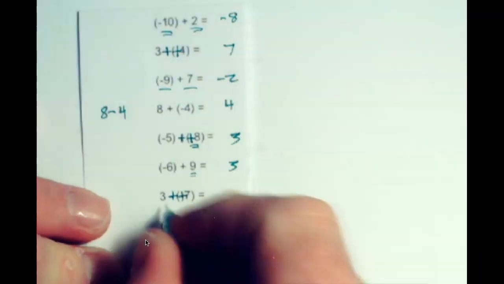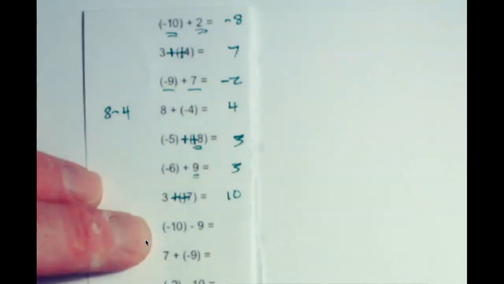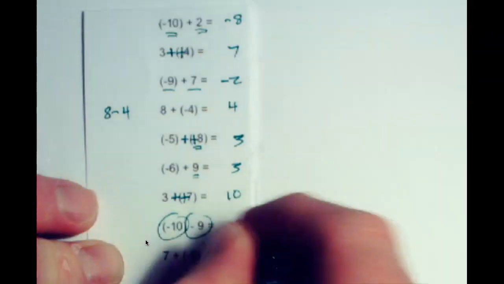And now we have same signs. Add them up. Positive or negative? Well, they're both positive, so of course it's positive. All right, take a look at this next one. Try this one on your own. Yeah, these are the same signs. These are both negative. This is a negative 19.